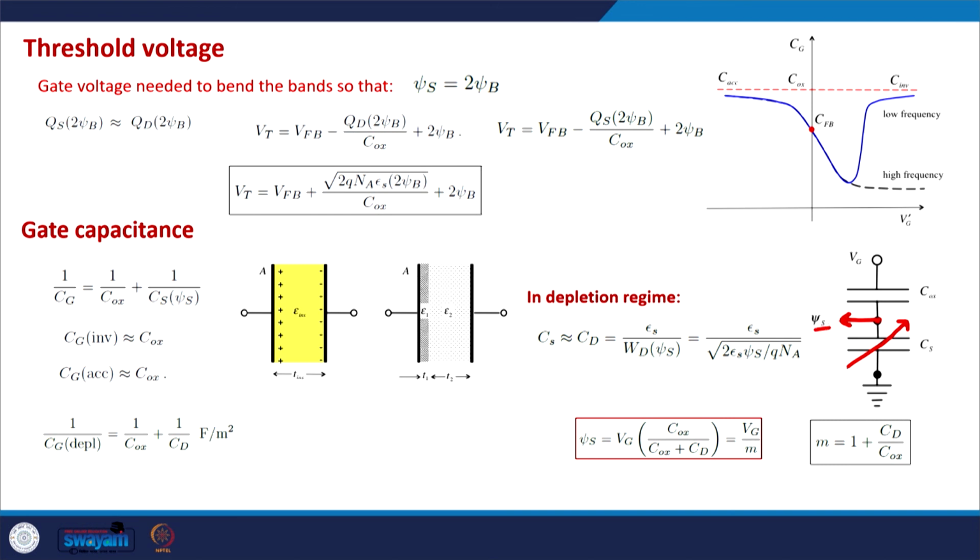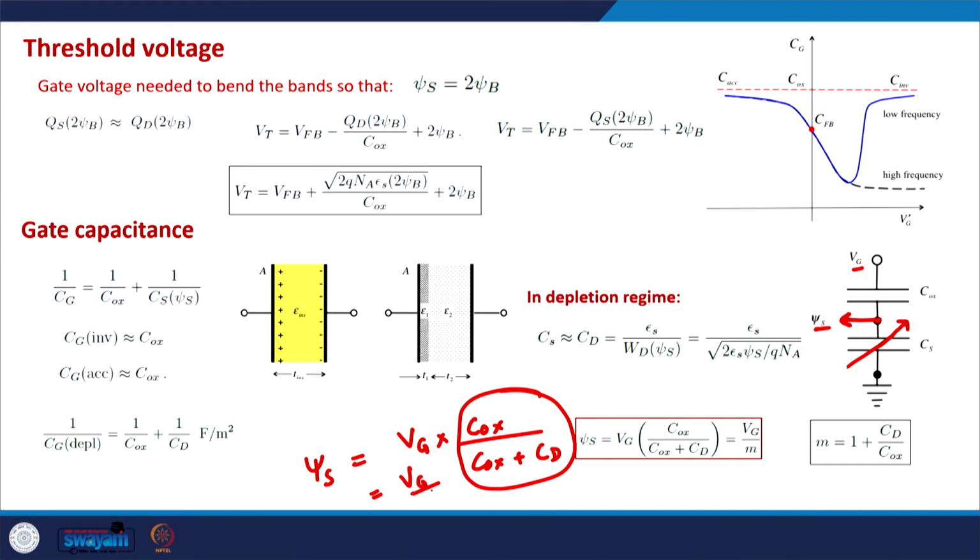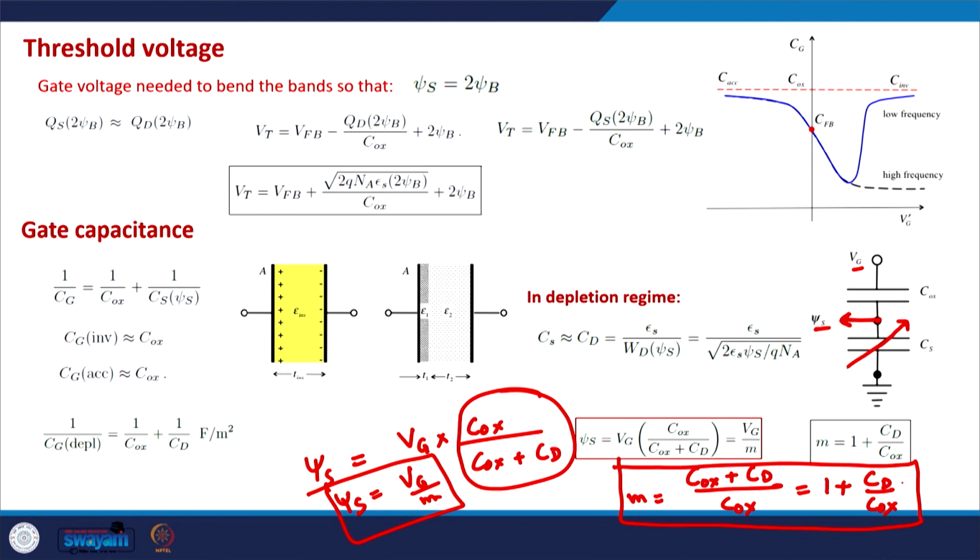This is a series of capacitances, and if we try to find psi s in terms of Vg, we just need to apply the voltage division rule for a series of capacitors. That rule says psi s is Vg times Cox divided by Cox plus Cd, or Cs. Cd is used because we are considering the depletion regime. We can define this to be Vg divided by m. So psi s is Vg divided by m, where m is Cox plus Cd divided by Cox, or 1 plus Cd by Cox. This m is known as the body coefficient, and this is always a number larger than 1.